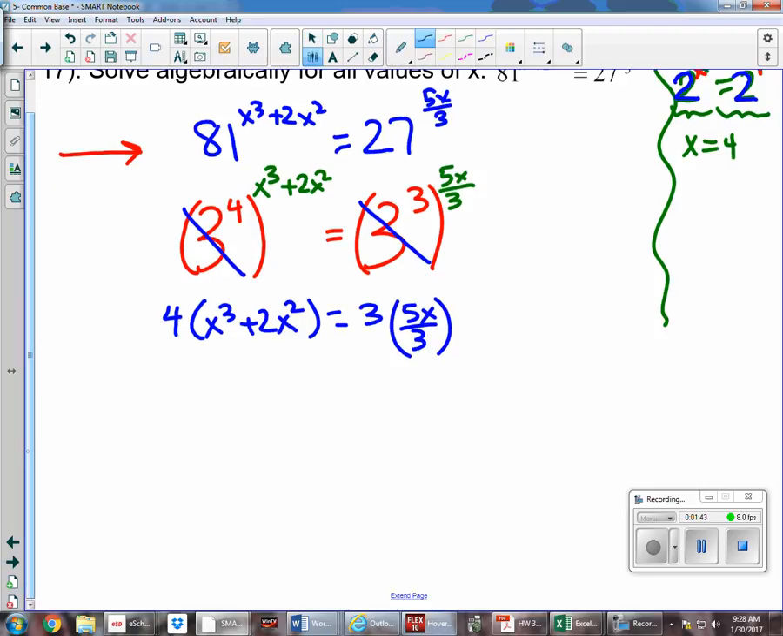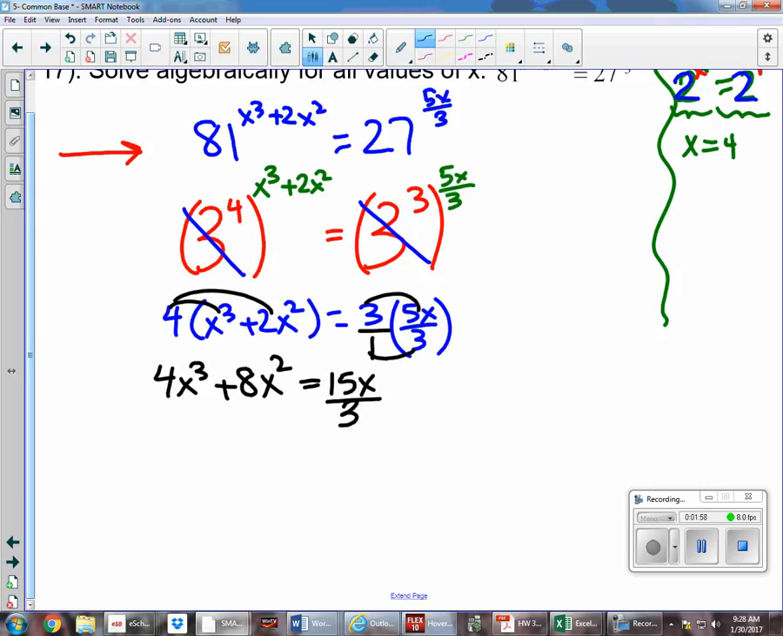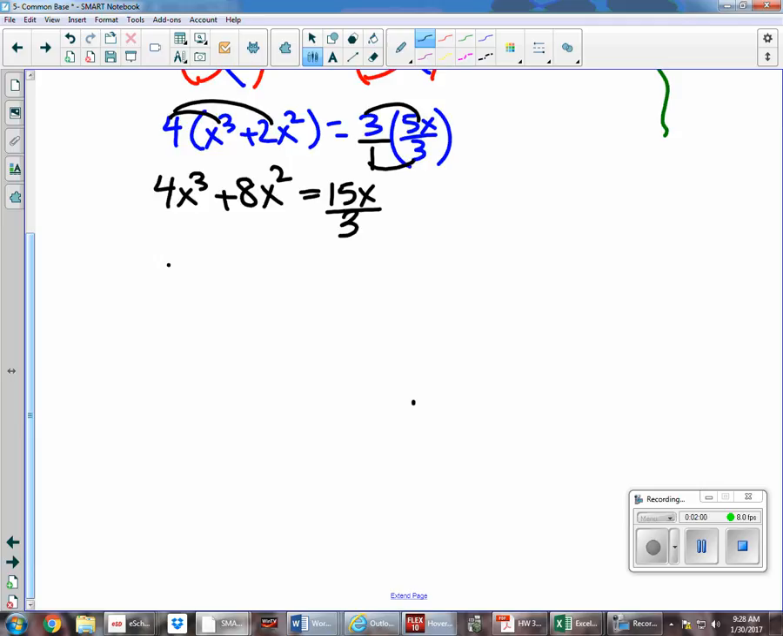So to simplify, I'm going to distribute the 4x cubed plus 8x squared, and I'm going to multiply on the right side. 3 times 5x is 15x, and 1 times 3 is 3. So really what I'm looking at is 4x cubed plus 8x squared equals 5x.